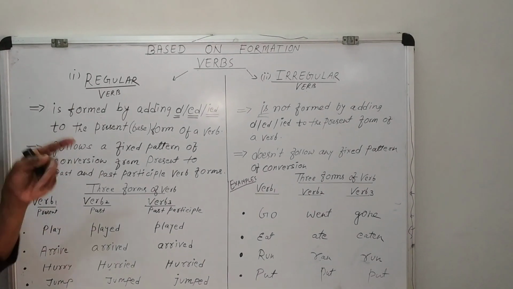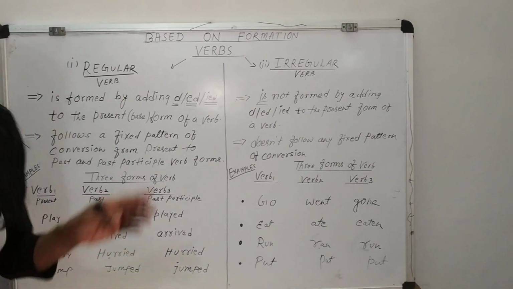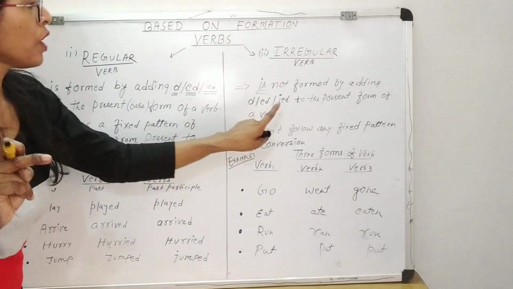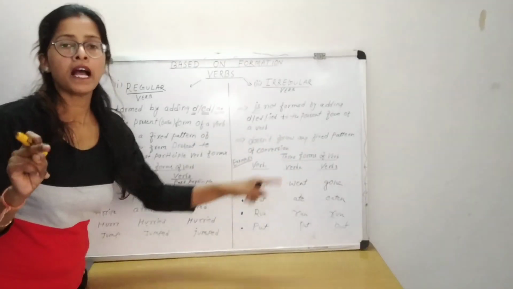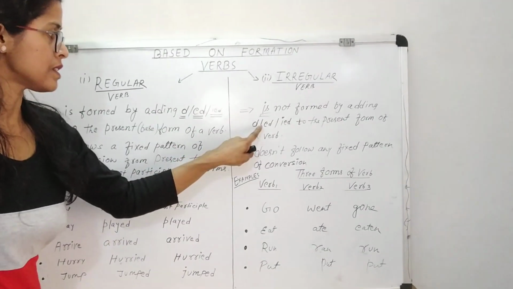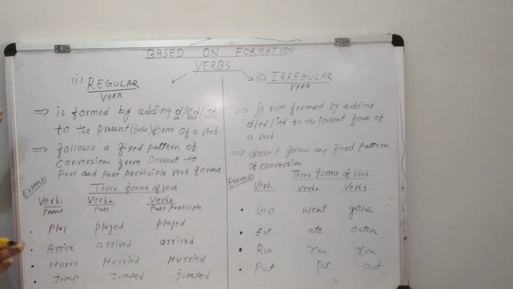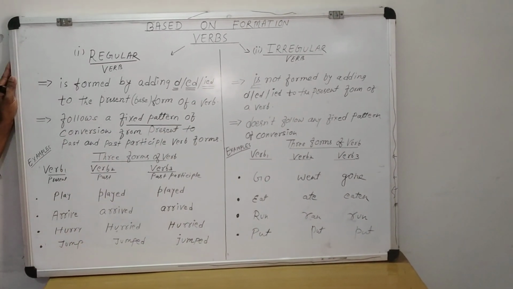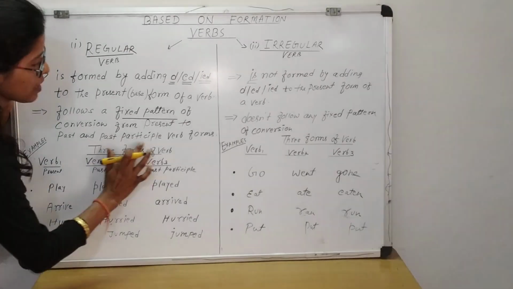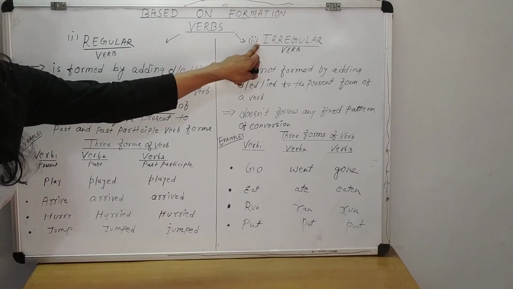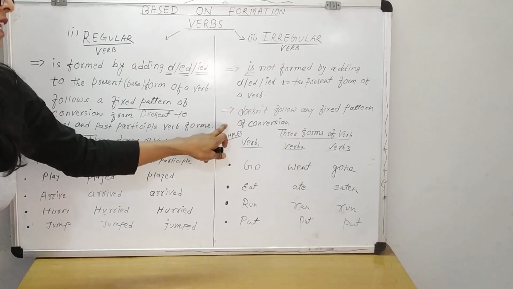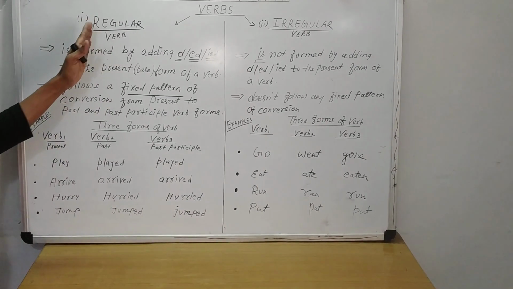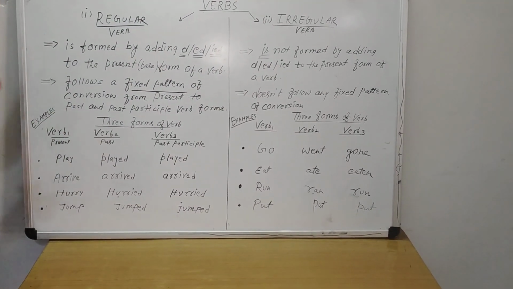Remember this in mind, that regular verb forms are always formed by adding d, ed and id to the base form, whereas you cannot form any irregular verb by adding d, ed and id. Clear? And always remember, a regular verb follows a fixed pattern of conversion from present to past and past participle, whereas an irregular verb doesn't follow any fixed pattern of conversion. Clear? So let's understand regular and irregular with the help of a few examples.